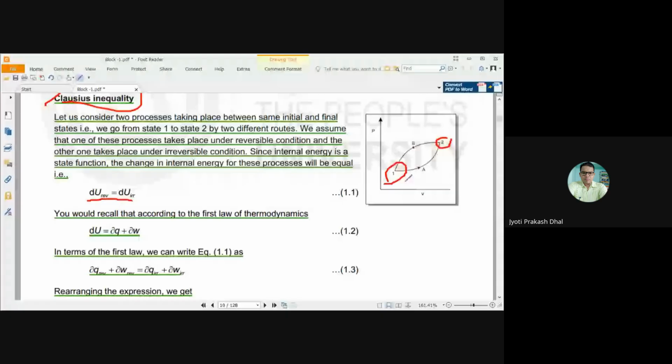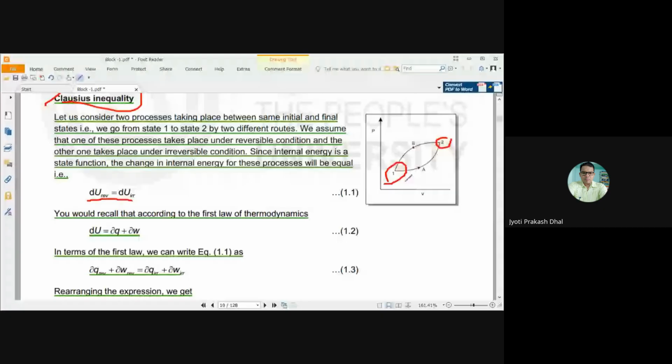From both of the paths we have assumed one process, and we can apply the first law of thermodynamics. In equation 3, taking dq to one side and dw to the other side, we can write dq reversible minus dq irreversible equals dw irreversible minus dw reversible. This is equation number 4. And here dw represents the work done on the system.